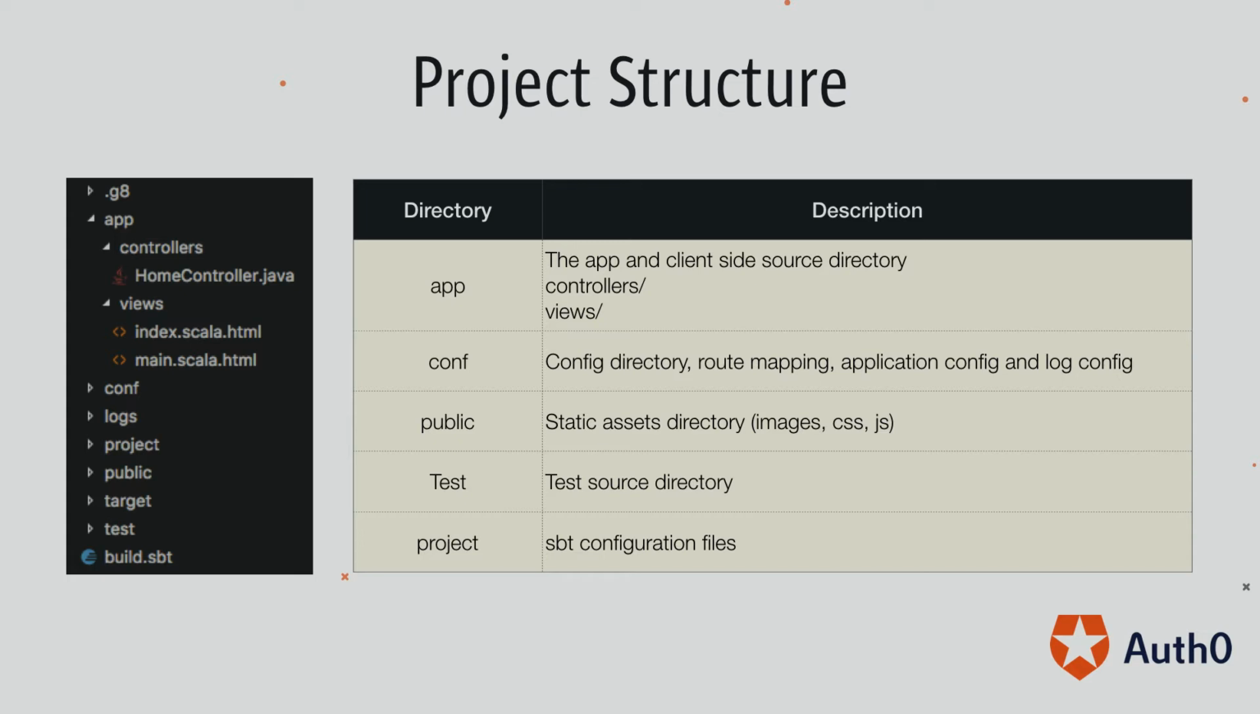Then I have the test directory. Play framework comes with an integration with JUnit, so I can make unit tests using JUnit, and I will write all my tests here. And finally, I have a project directory where I have SBT configuration files, and this other one, build.sbt, where I can include extra libraries that are not included in Play.